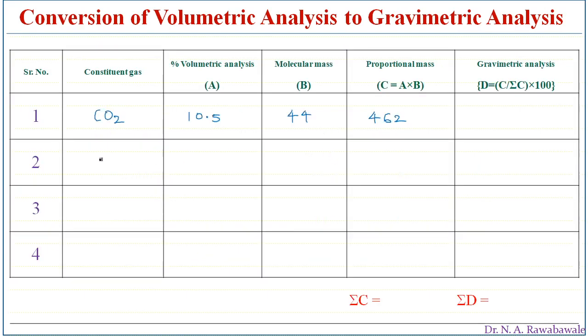The second constituent is carbon monoxide, 0.5%. Here we write carbon monoxide, CO, 0.5%, and the molecular mass of carbon monoxide is 12 plus 16, that is 28. Twelve is the molecular mass of carbon and oxygen is 16. Sixteen plus 12 is 28. So multiplying 0.5 by 28 we get 14.